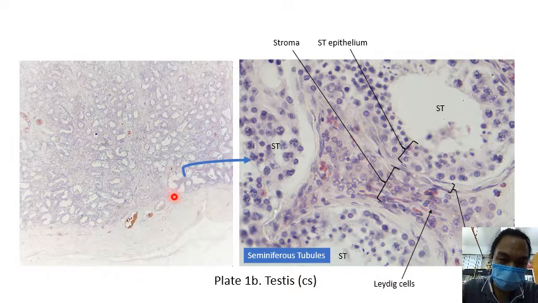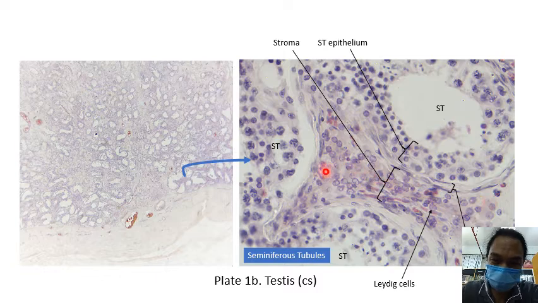Then here we have a portion of the testis focusing on the group of seminiferous tubules. Okay, so here's one, and we can see how thick this epithelium is compared to the one from the rete testis. This one is stratified cuboidal. Here's another seminiferous tubule, and then here's another. We can see that each of these are separated from each other with a stroma.